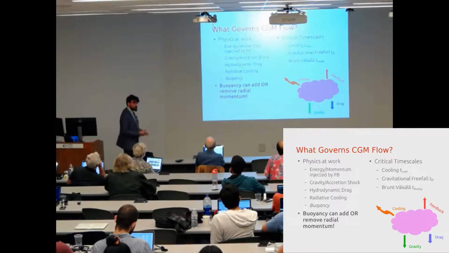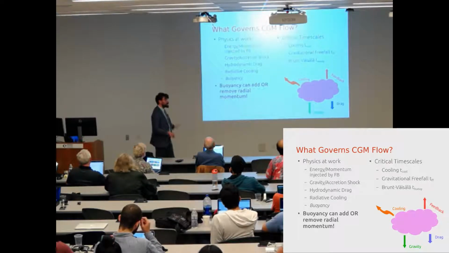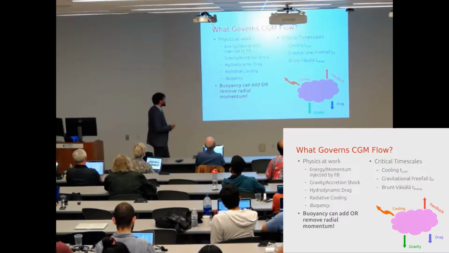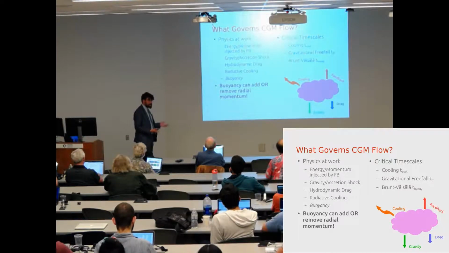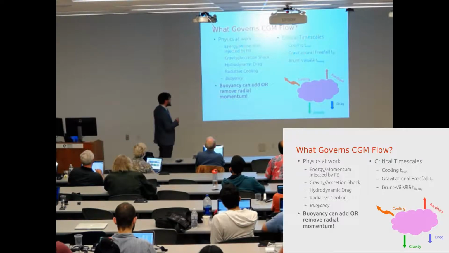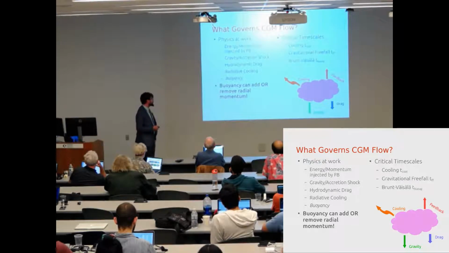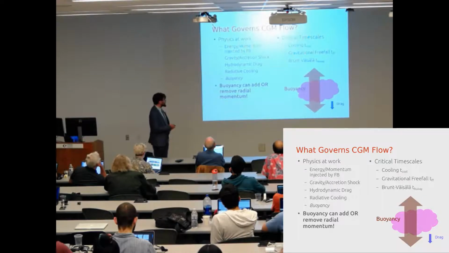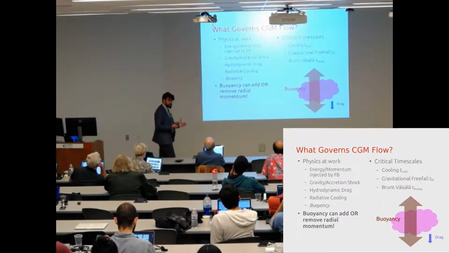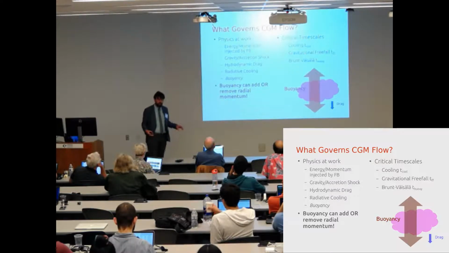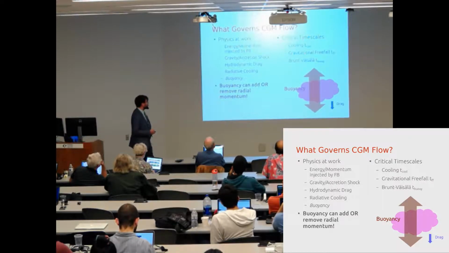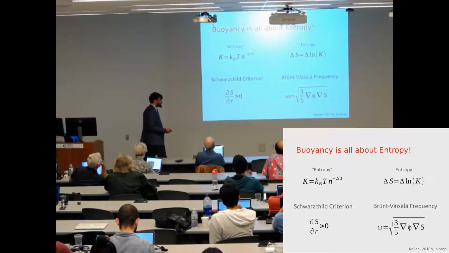So we really have to think about all of the physics that goes into a cloud of gas moving through the ISM. We have energy and momentum being injected as it leaves. We have gravity and accretion shocks potentially heating it up. We also have hydrodynamic drag removing its momentum, radiative cooling removing its energy. But really all of this can be summed up as a combination of buoyancy and drag. So by treating this as a hydrodynamical object rather than a ballistic particle, this hot fluid, we can actually understand how it's moving. And so buoyancy really comes down to entropy.